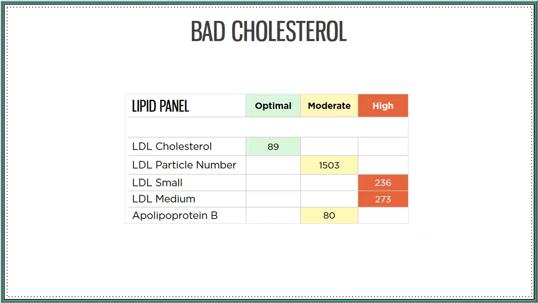Some lab tests for cholesterol will include other, more specialized ways of looking at bad cholesterol, including measurements of particle size and number, and even measurements of other proteins like apolipoprotein B that are found in the LDL molecule. We won't dwell on these, but do know that they exist in case they turn up in a lab test.